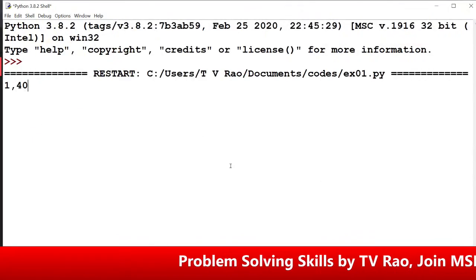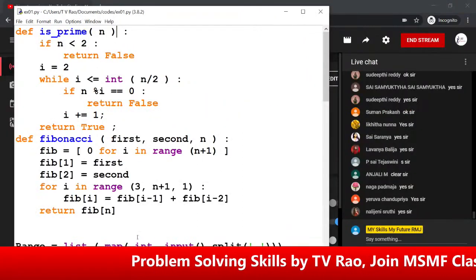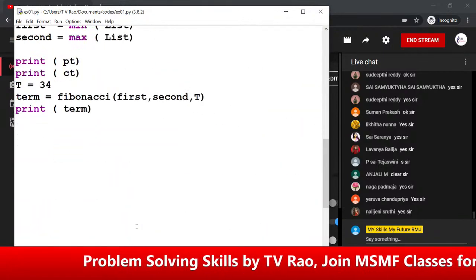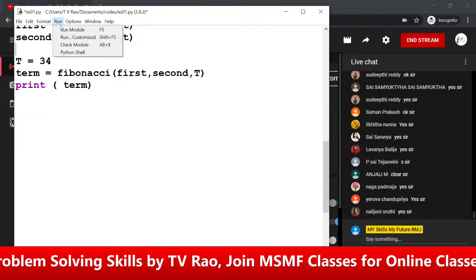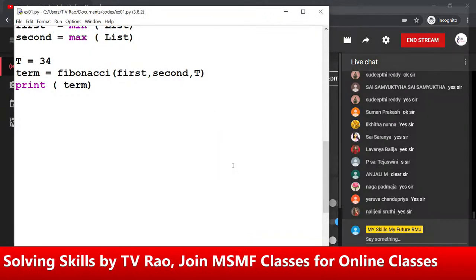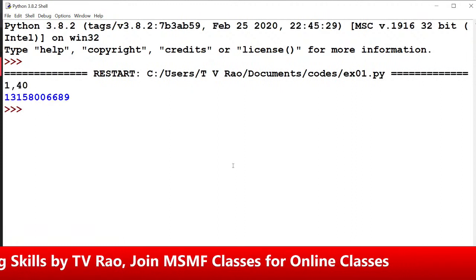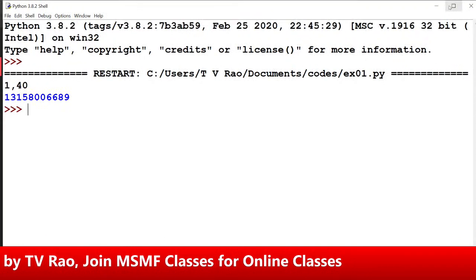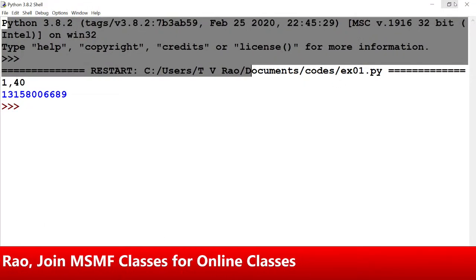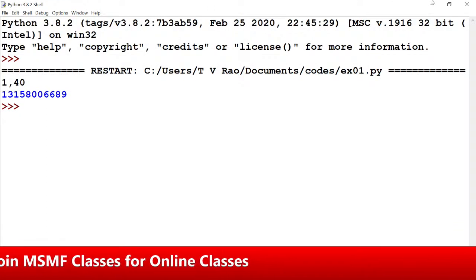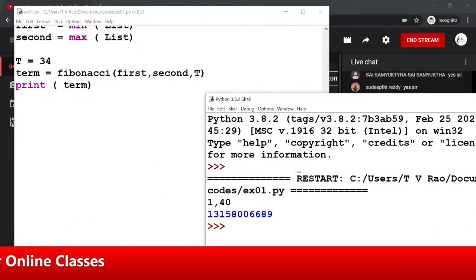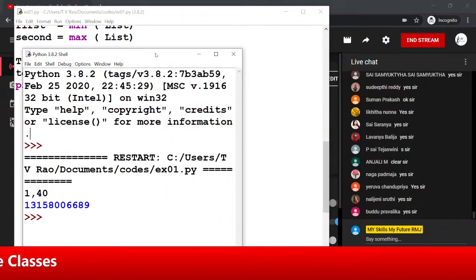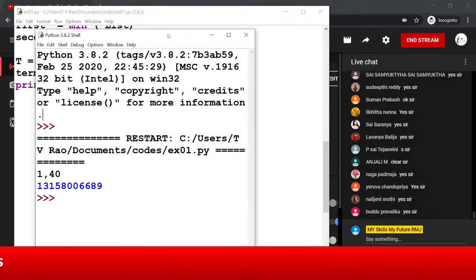Say 1, 1, 40. Where is PT? Let us not print them. Okay. Let us run it, between 1 and 40. So you can check, those who took the mock exam yesterday can check this answer. And this is the answer. Okay, this is clear.